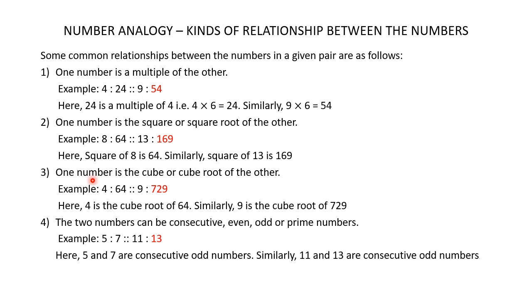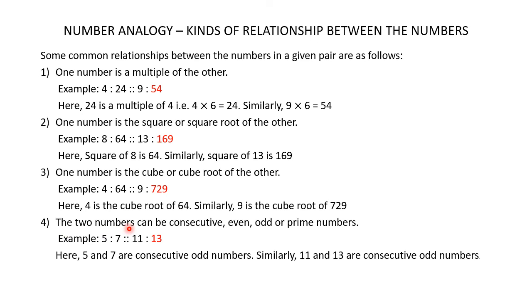One number is the cube or cube root of the other. For example, if 4 is to 64, then 9 is to what? So first observe the first two terms. You'll see that 4 is the cube root of 64. Similarly, 9 is the cube root of 729. So if 4 is to 64, then 9 is to 729.